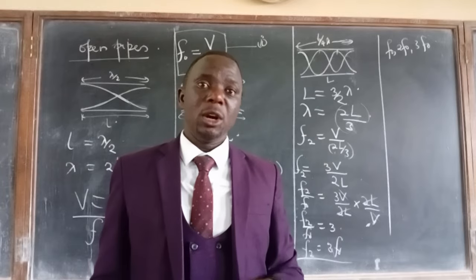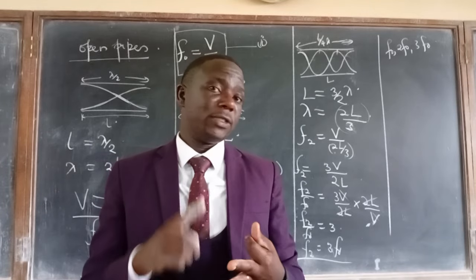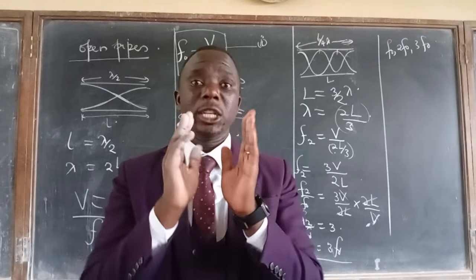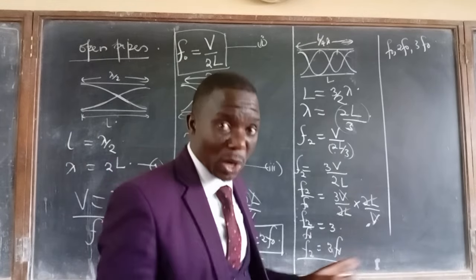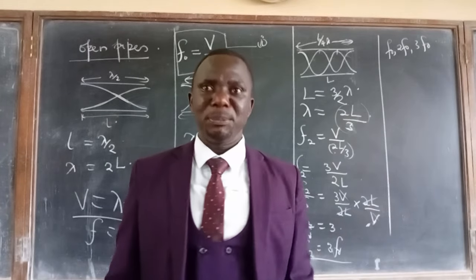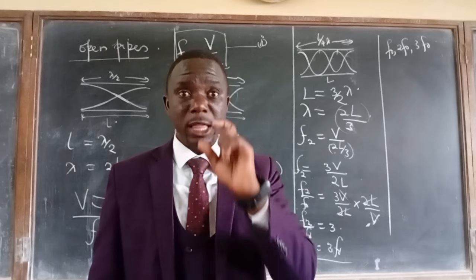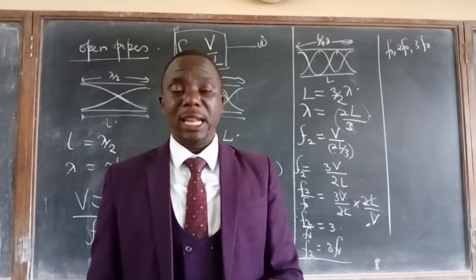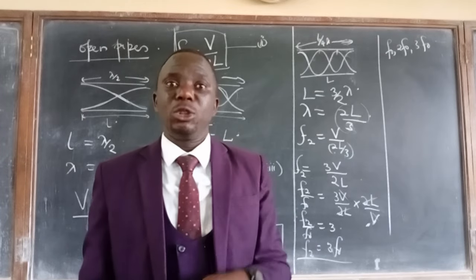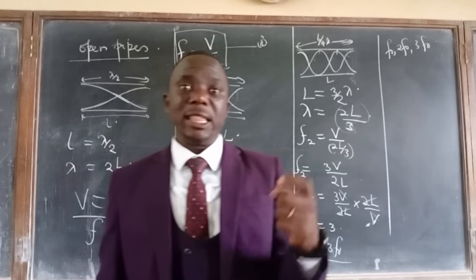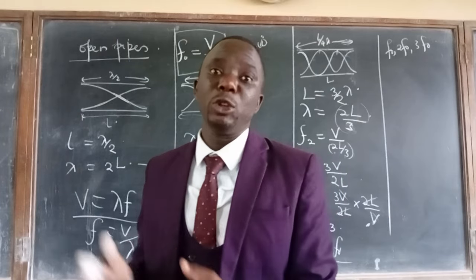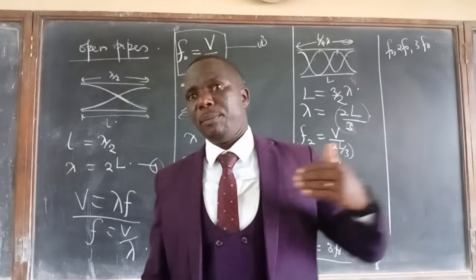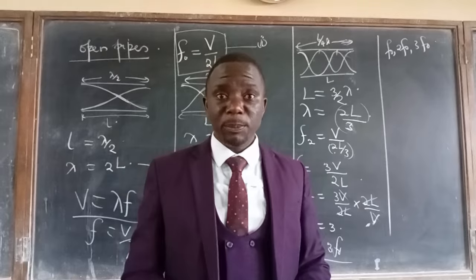Unlike in the closed pipes, where it was giving us F0, 3F0, 5F0, 7F0, 9F0. The other one was giving us only the odd multiples of the fundamental frequency. This one is giving us all the multiples of the fundamental frequency. That's why the open pipes are always preferred in musical instruments over the closed ones, because the closed ones, there are particular notes they may not give you, there are particular frequencies they may not give you, but these ones are going to give you all the multiples of the fundamental frequency.